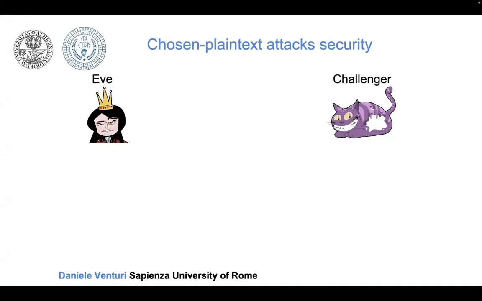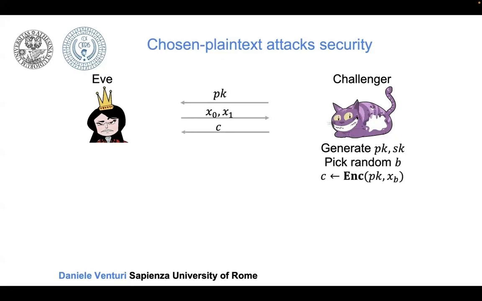This can be understood in the following way. We consider an adversary, Eve, and a challenger, which is the cat in the slides, and they play a game. The game goes as follows. The adversary knows the public key, and the public key is generated by the challenger along with the secret key. You can think of this public key and secret key as the keys of Bob, for instance. Now the adversary picks any two messages x0, x1 of the same length, and it receives the encryption C, which corresponds to either x0 or x1, say xb, where b is chosen with probability 1/2.